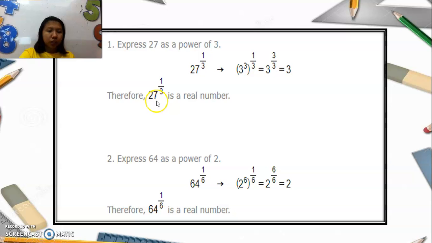So therefore, 27 raised to 1/3 will be a real number. Next one, so we have here 64.